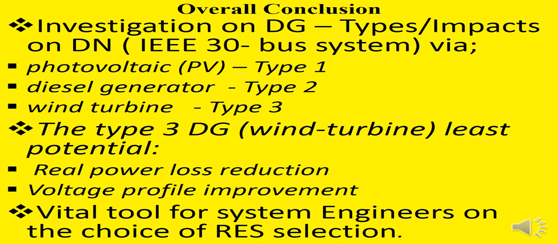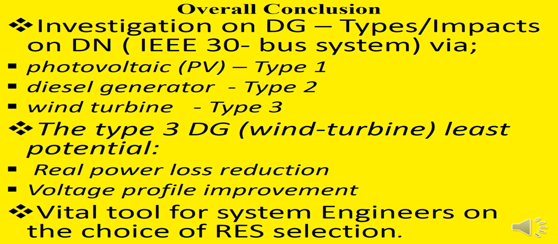Overall conclusion. This study carried out an investigation on DG types and its impacts on distribution network using IEEE 30-bus feeder network as a case study. Equally, the study used photovoltaic DG as type 1, diesel generator as type 2 DG, and a wind turbine as type 3 DG.